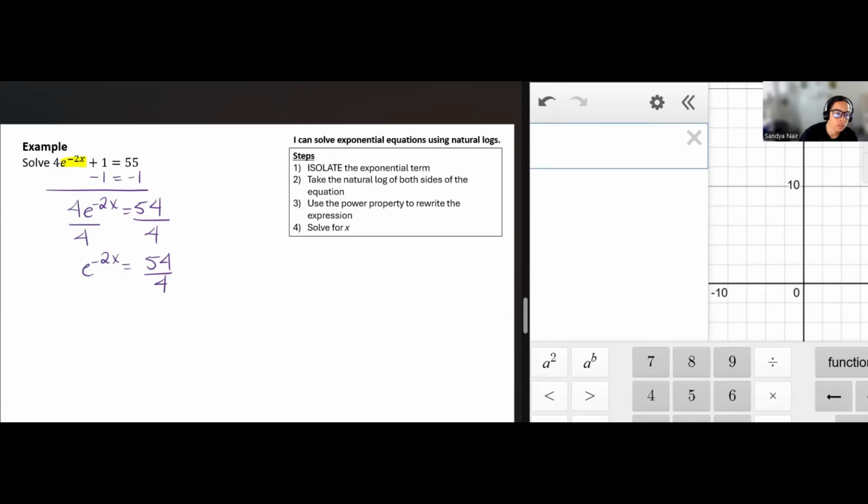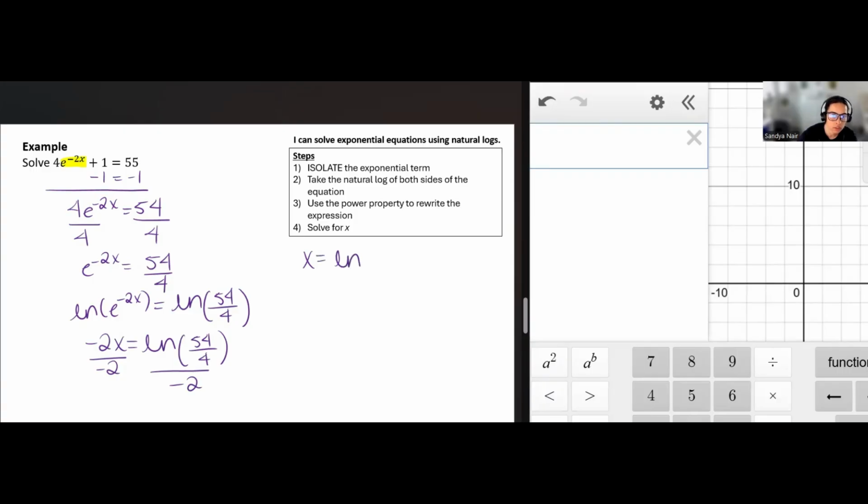And I'm going to go ahead and take the natural log of both sides. So I have the natural log of e to the negative 2x equals natural log of 54 over 4. So now on the left side, that just leaves me with negative 2x. So I have negative 2x equals natural log of 54 over 4. That negative 2x I'm going to undo by going ahead and dividing both sides by negative 2. And now this is going to turn into x equals the natural log of 54 over 4, and that's going to be all divided by negative 2.